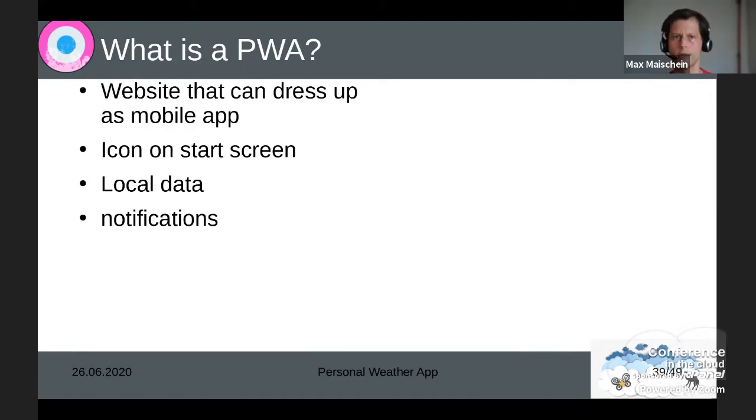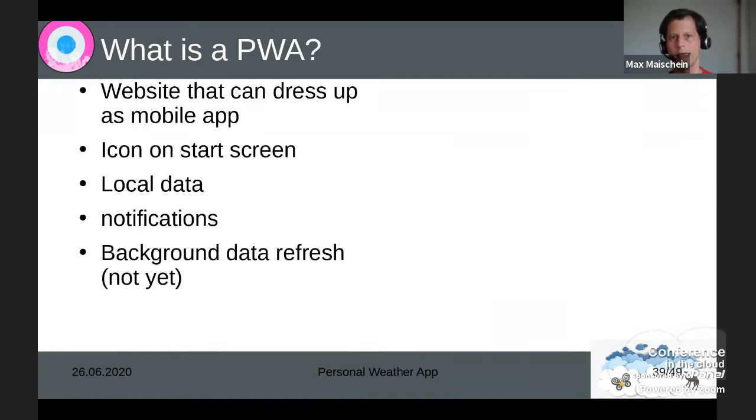For example, the Zoom website or the Slack website for this conference could also display notifications on your operating system. And ideally, in the near future, a PWA even can do background data refresh so that my weather app could fetch the weather data in the background instead of only trying to fetch it when I open the application. Yeah, so a PWA can be a bit more than just a heavily cached website.